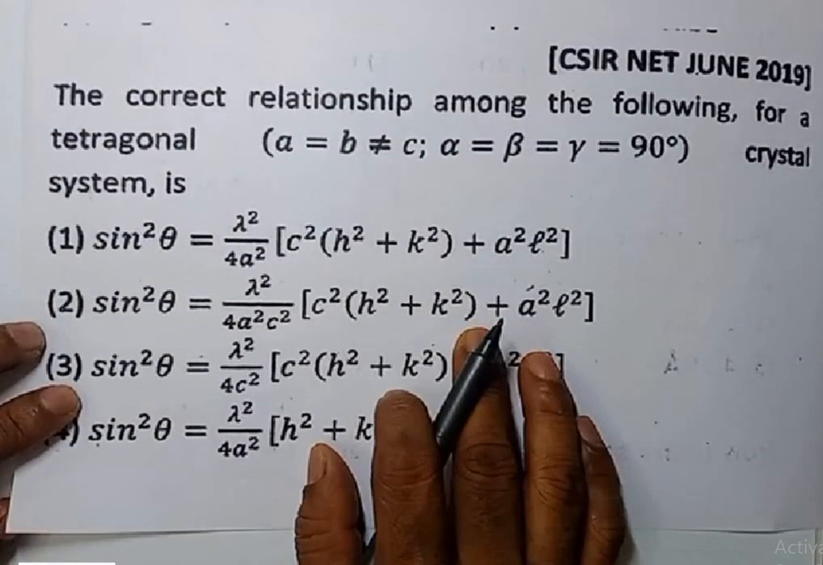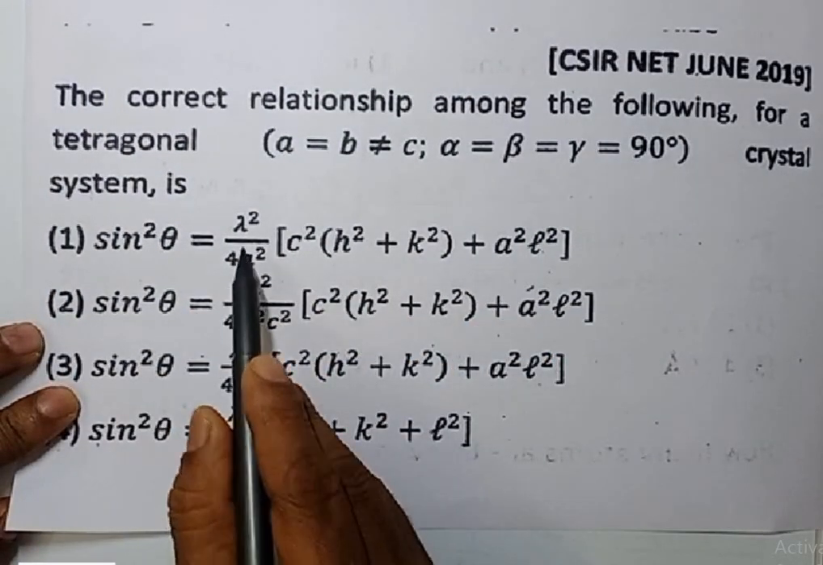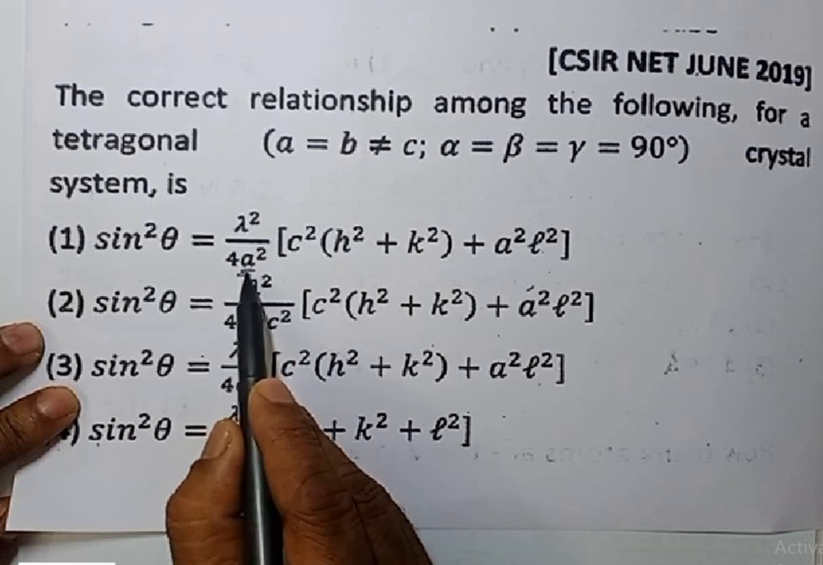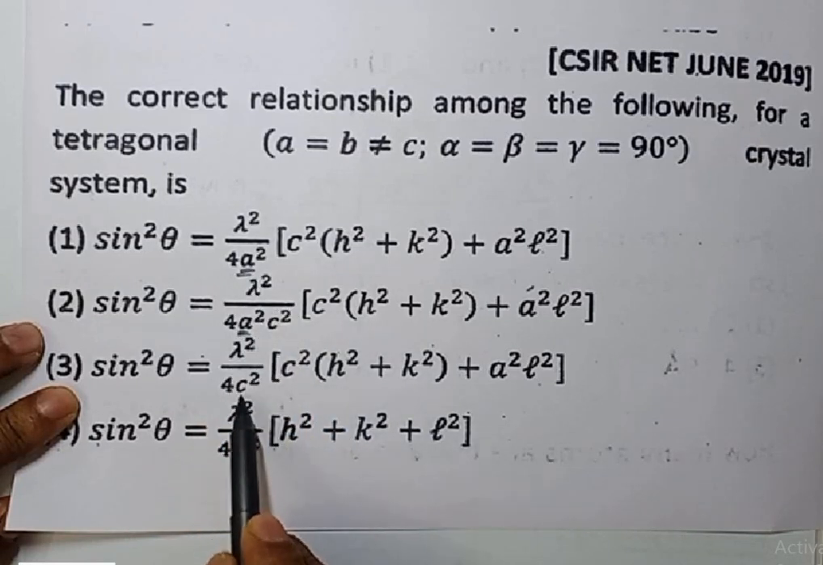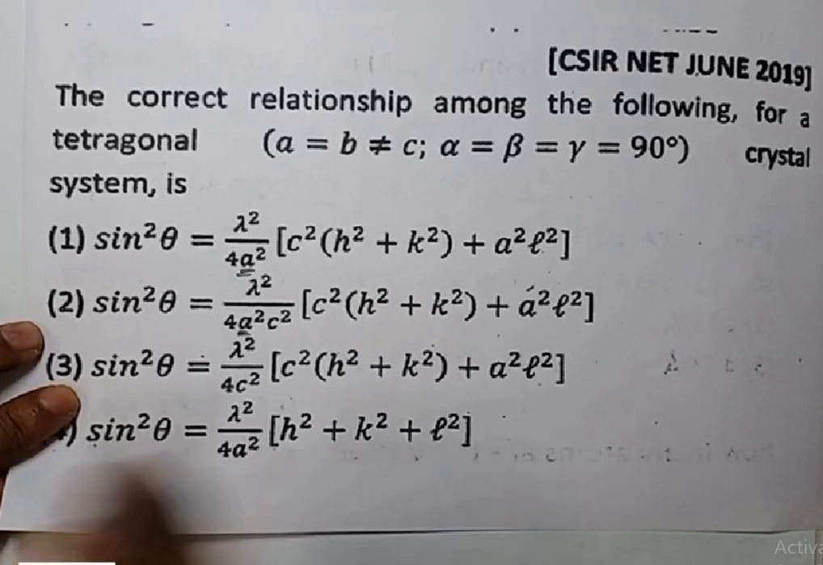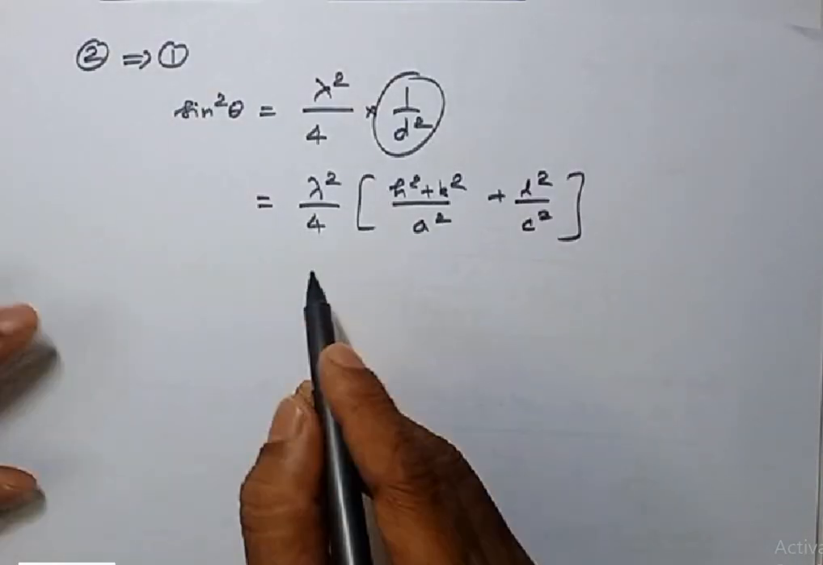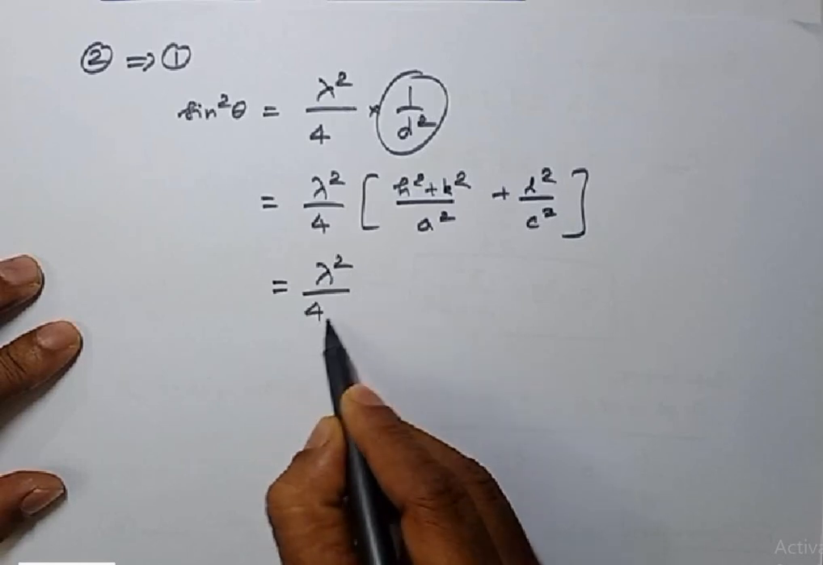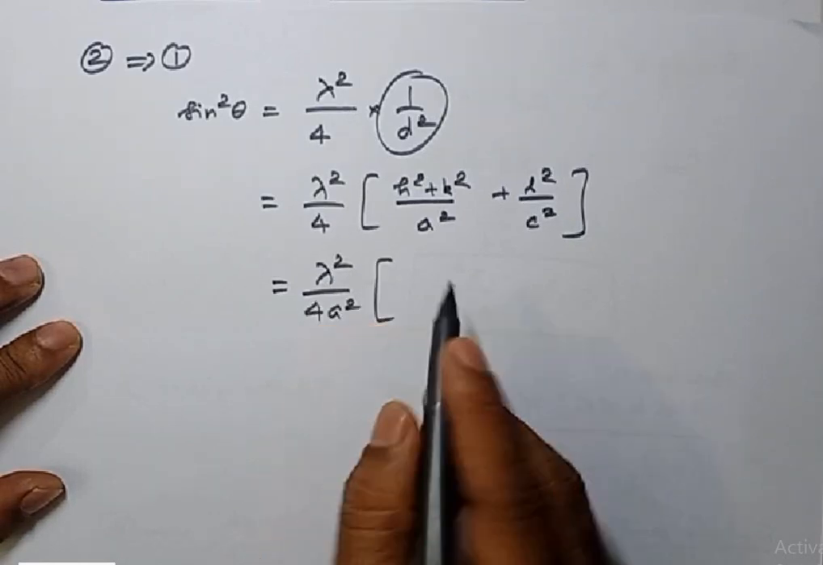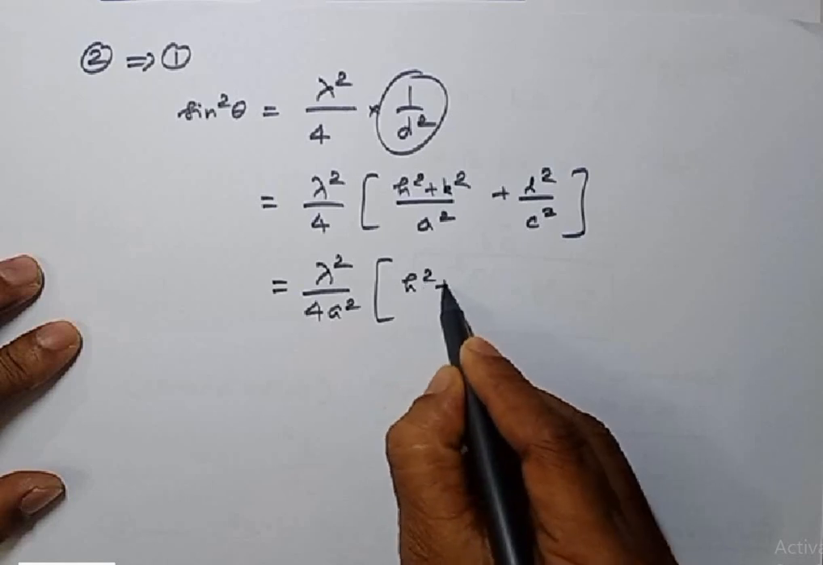But in the options, you just see the options. In the option, it is given lambda square by 4 a square. They have taken a square as common. Suppose I'll take a square common. If you take a square common, what will I get? Lambda square by 4 into a square. If I take a square as common, then this becomes simply h square plus k square.